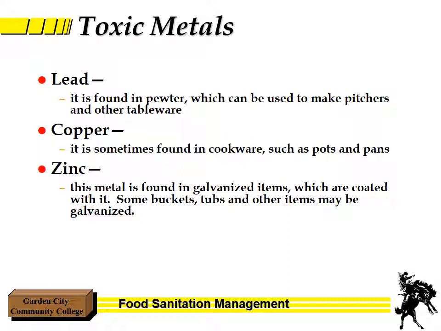Second one there is copper. Sometimes certain types of cookware, pots and pans will have copper in it, copper lace, copper lined. And the last one is zinc. You find zinc is basically the galvanizing agent that a lot of metal is coated with. So buckets, tubs, other things may be galvanized. And again, flip to the next slide and you'll see why you've got to worry about these things in foods, especially the type of food.